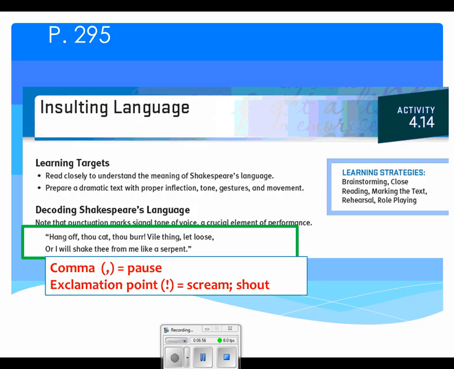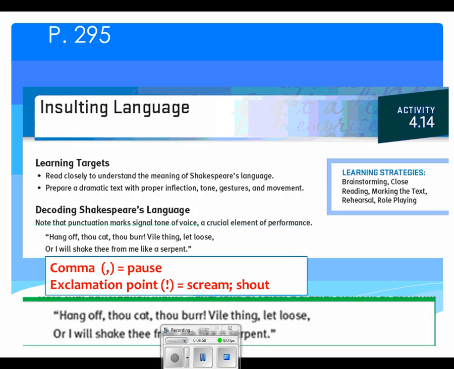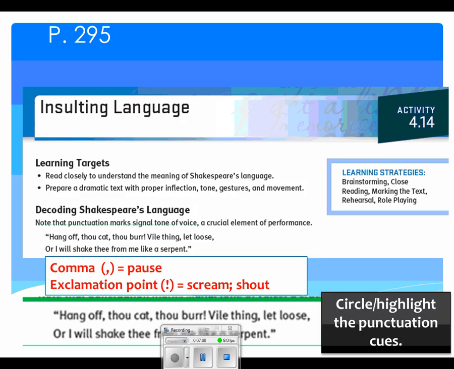Okay, and the last thing that we're going to do before we read it aloud is I want you to go ahead and circle or highlight all of those punctuation cues. So all of those commas and that exclamation point. Make it stand out. Now when you guys get your scripts tomorrow, this is going to be the number one decoding method that you will use for your character. You will find every single punctuation cue and you're going to perfect it. Because even if you don't know what your character is saying, that cue is the number one way for you to read this piece aloud.